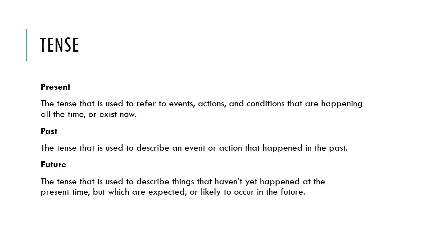As we know, present tense is used to refer to events, actions, or conditions that are happening all the time or exist now. The past is used to describe an event or an action that happened in the past. And the last one is the future. It is used to describe things that haven't yet happened at the present time, but are expected or likely to occur in the future.